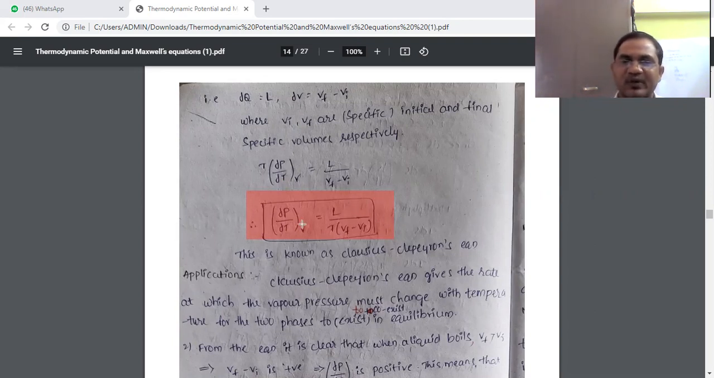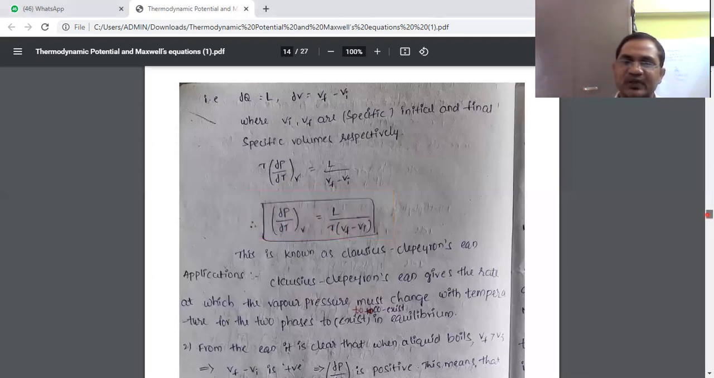So, very, very important. The Clausius-Clapeyron equation is dP by dT, the change of pressure with respect to temperature, at constant volume, equal to L by T into (Vf minus Vi).